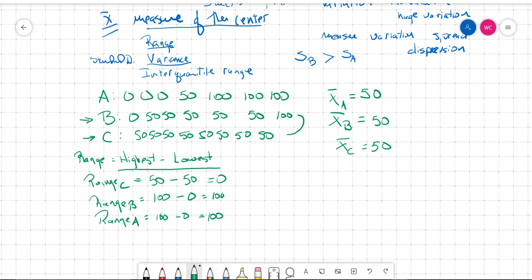However, what about the difference between B and A? We said we really think that B is less spread out than A, but the range doesn't tell us that. So the range doesn't quite work in all cases. It's not really sensitive to the difference between B and A. Whereas the range is really simple to calculate, it may not be the best measure of variation that we can come up with. So let's think about how we can distinguish between B and A.